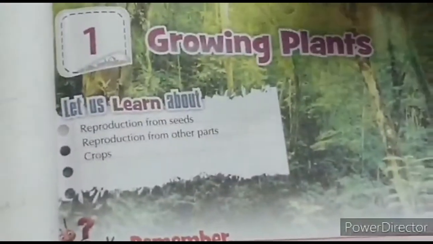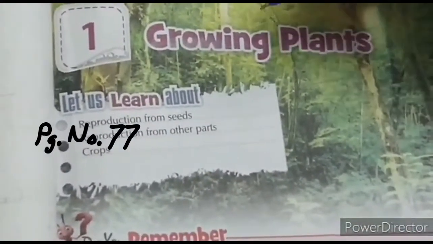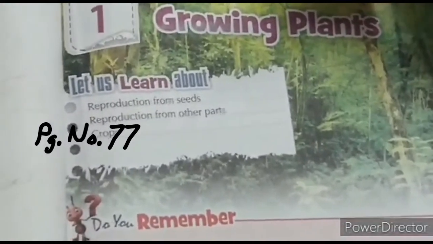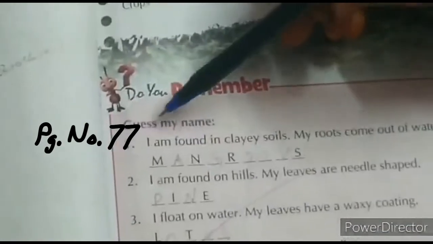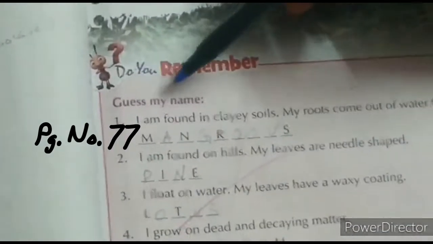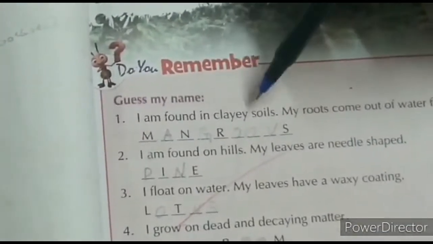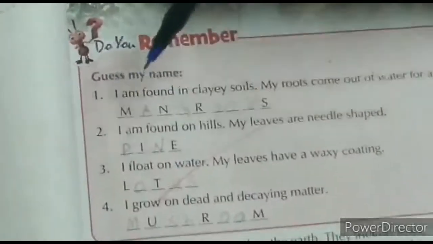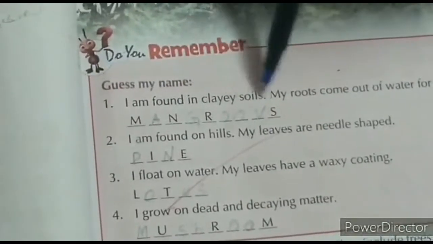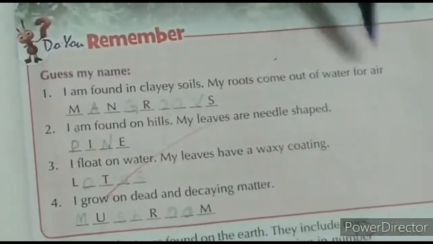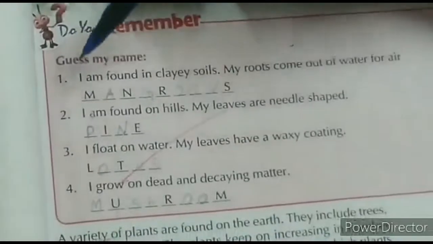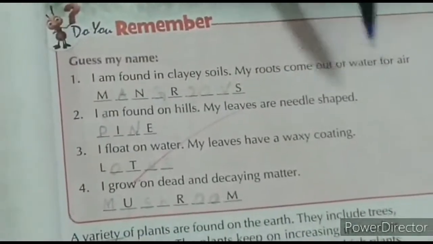Please open your textbook, page number 77. Do you remember? Guess my name. Here they have given some clues. Based on the clues, you have to guess the plant name. The first one: I am found in clay soils. My roots come out of water for air. That plant is mangroves. The roots are called breathing roots.